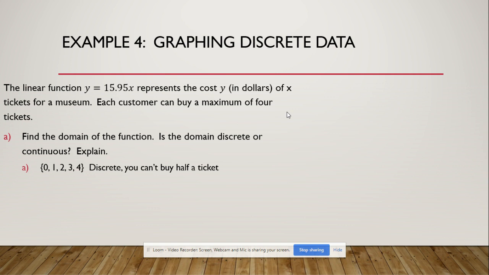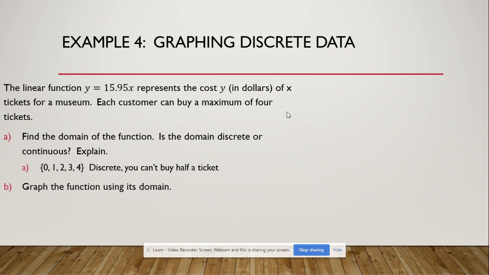What are the different numbers I can use? Well, I can buy 0 tickets, I can buy 1, I can buy 2, I can buy 3, I can buy 4, but it also says I can't buy more than 4 tickets. So those are all the numbers. That is the complete domain. It is all the numbers that work in this problem.